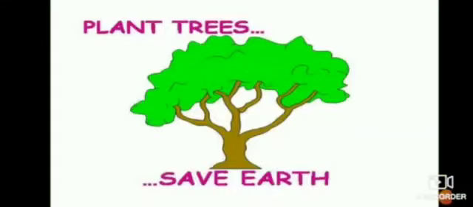Now, how to get rid of this enhanced global warming? What can we do to reduce this? So let us see. Planting more trees will reduce the greenhouse gases as trees absorb carbon dioxide from the air. So plant as many trees as you can to save the earth from this enhanced global warming.